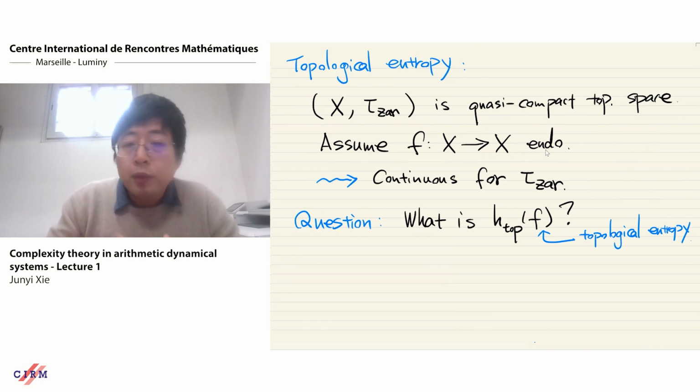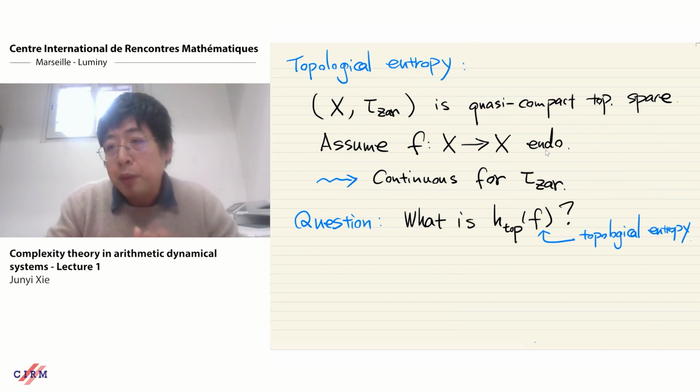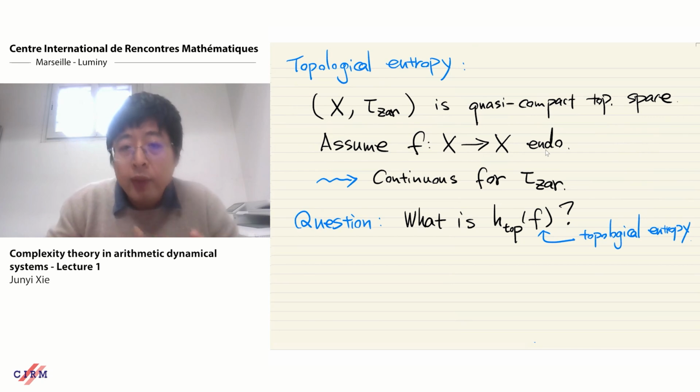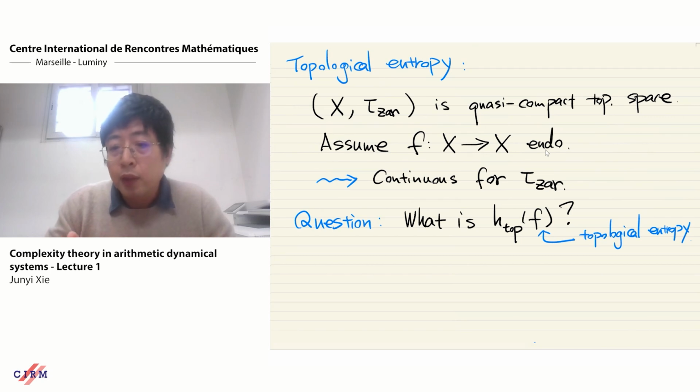And if you assume that F is an endomorphism, so it's not a rational map, it's an endomorphism, then of course F is everywhere well-defined and it is continuous for this Zariski topology. So a very naive way to measure the complexity is maybe you just look at the topological entropy for this map. So we may ask, what is the topological entropy of F for this Zariski topology? For example, if you can get some interesting number, then it means that you can use this topological entropy to measure the complexity.